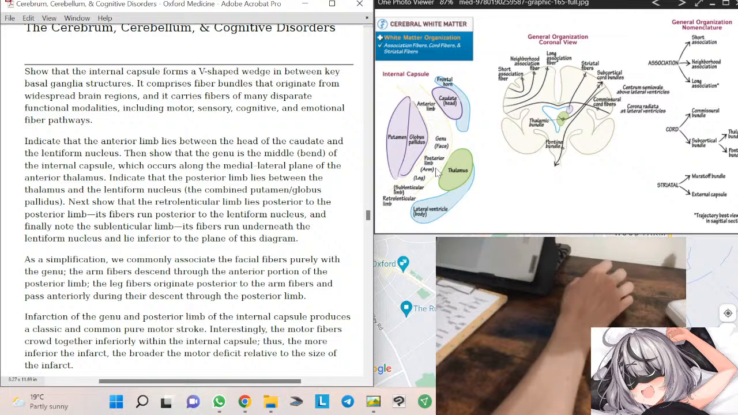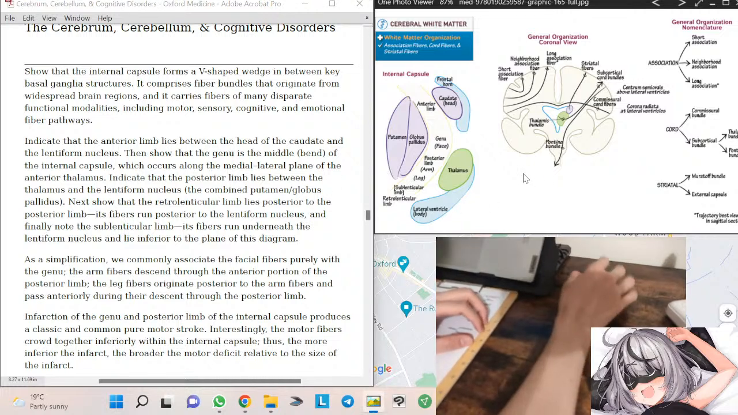Interestingly, the motor fibers crowd together inferiorly within the internal capsule. Thus, the more inferior the infarct, the broader the motor deficit relative to the size of the infarct. Okay, let's draw.